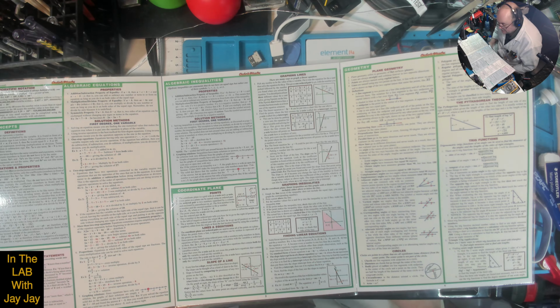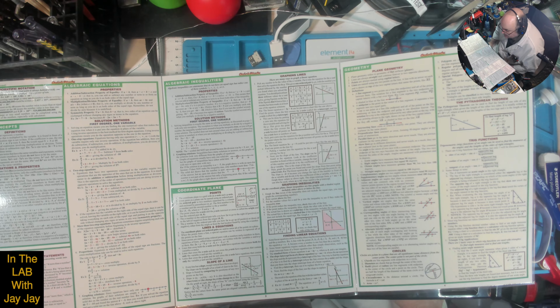Alright, well now we're up to algebraic inequalities. Algebraic inequalities are statements that do not have an equal sign but rather one of these symbols: greater than, less than, greater than or equal to, less than or equal to, or not equals. Properties.